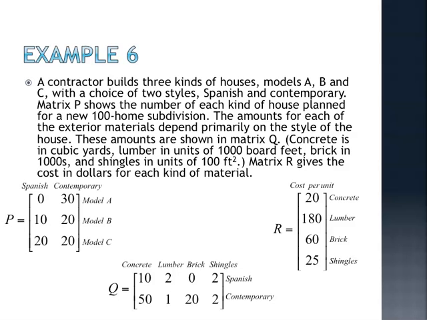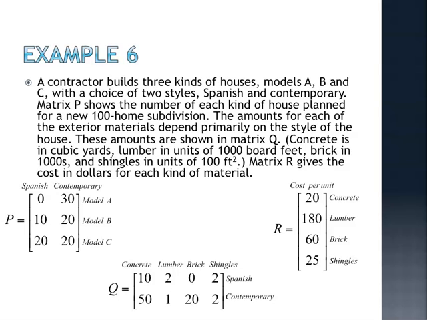So this is really just a chart of the types of homes that are going to be built of these 100 homes. If you look at Q, we're told that Q is going to give us the amount of exterior materials that are needed for each style of home. So for example, it looks like the Spanish style would require 10, and in this case it says concrete is in cubic yards, so 10 cubic yards of concrete, whereas the contemporary style home will require 50 cubic yards of concrete. So that's what the Q matrix is telling us. And then the R matrix here is telling us the cost in dollars for each kind of material. So 20 for concrete, 180 for lumber, and so on.